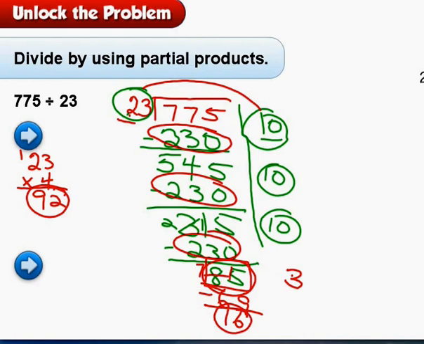I then have to add up all numbers to the right. I get 33. I have a remainder of 16. And I have a divisor of 23. This gives me a final answer of 33 and 16/23. This is a problem using partial quotients.